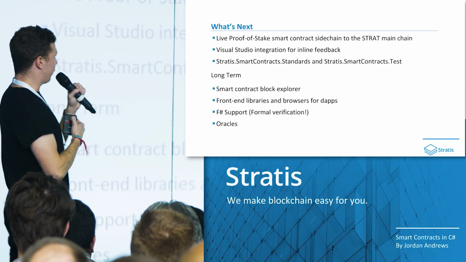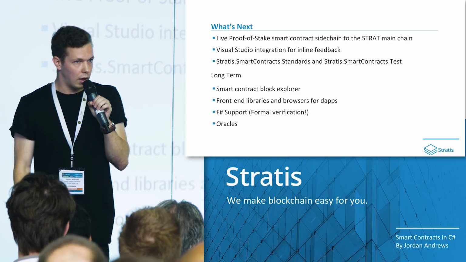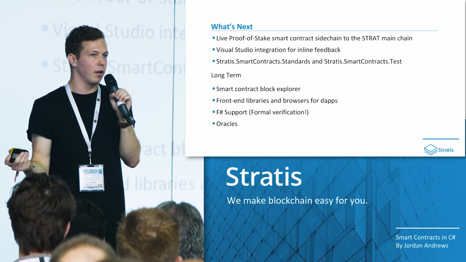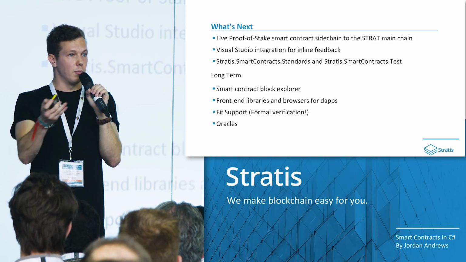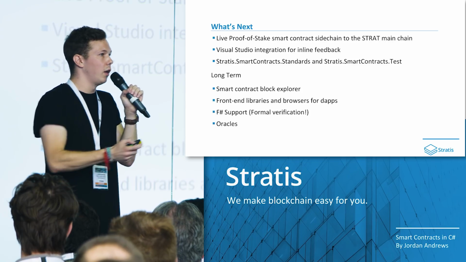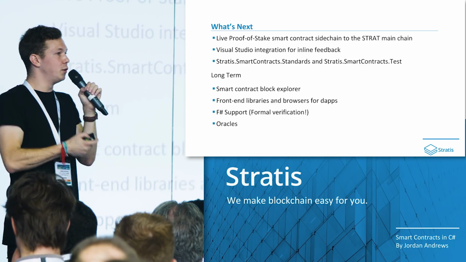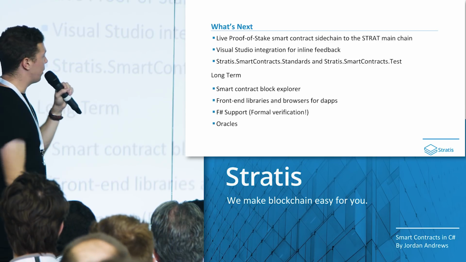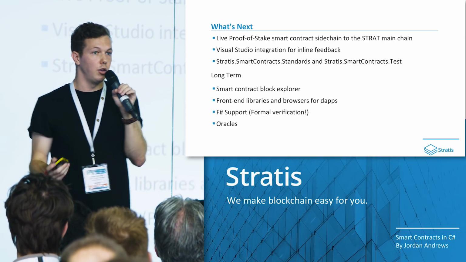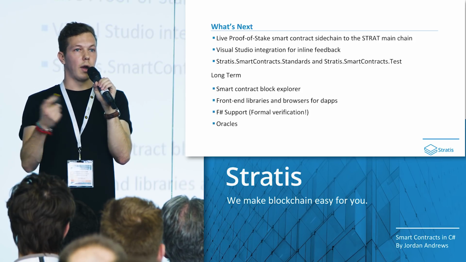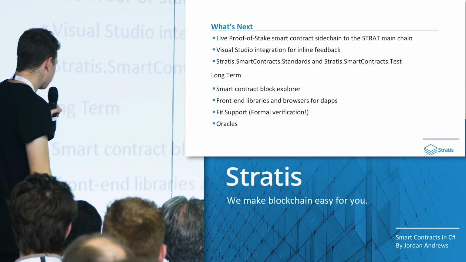Then Stratis.SmartContracts.Standards and .Tests NuGet packages. So this is really exciting. If you're aware of maybe Ethereum or Neo, you'll know that there are ERC or NEP5 contract standards. In our case, all you have to do to access these is include this NuGet package, override an interface, and you're now good to go, rather than having to try and crawl through GitHub issues.